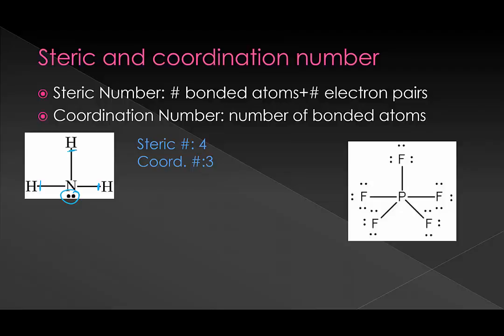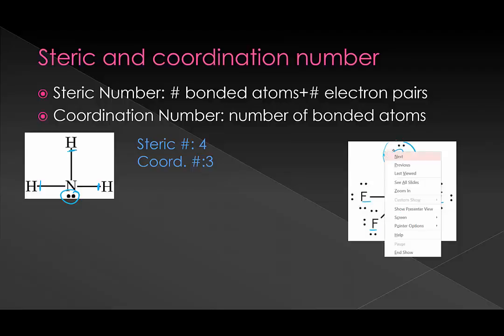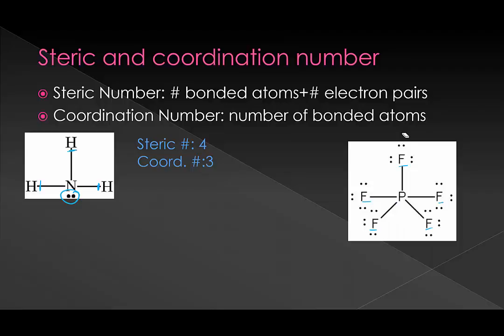Here we have phosphorus pentachloride. We have 5 bonded atoms and no lone pairs this time. Now you might be saying, oh, there's a lot of lone pairs though. Look at all the lone pairs on the chlorine. And while that may be true, the lone pairs on the chlorine don't count because we're talking about the geometry of the phosphorus. So there's a coordination number and a steric number of 5 because we have 5 bonded atoms.